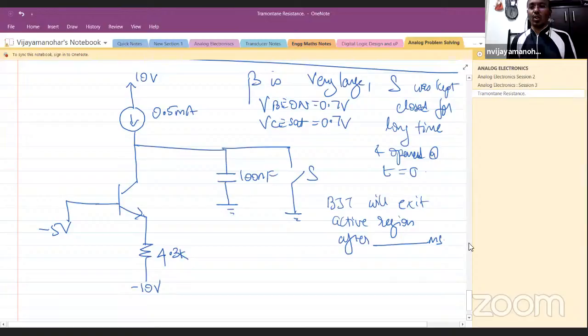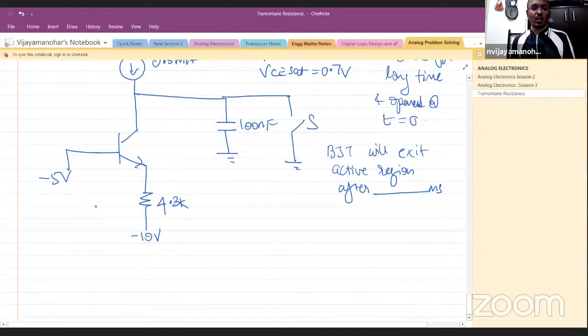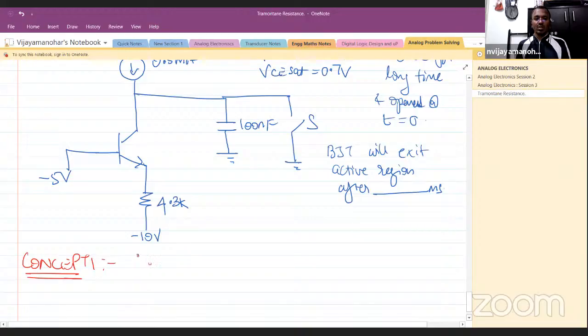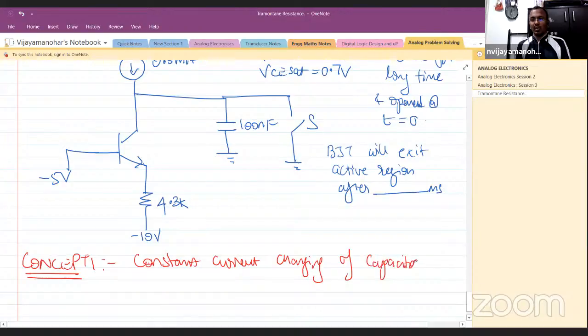So here a lot of beautiful concepts are going to get tested parallelly. Multiple concepts are involved in this problem. Let us look at concept 1: constant current charging of a capacitor. What will happen if I charge the capacitor with a constant current?